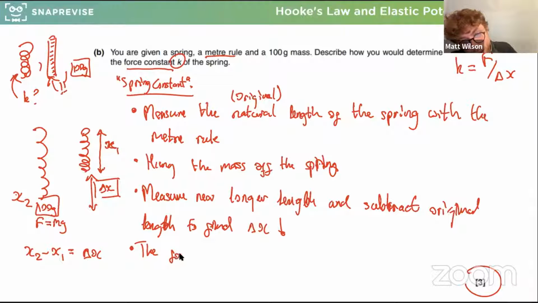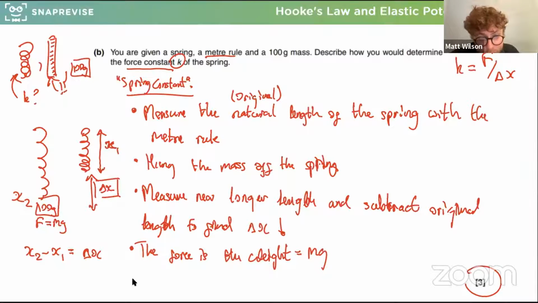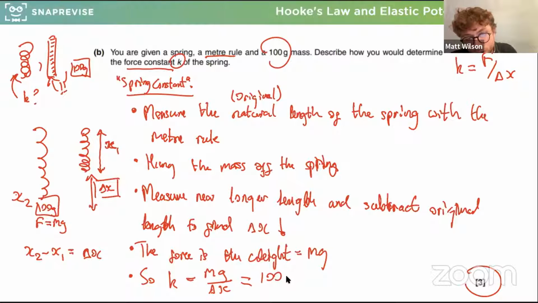The force is the weight, which equals mg. And we actually know m is 100, but we'll come back to that. So k equals mg over delta x. And the final thing we should do is they actually told us this, so we should put this in. And we know g, so it's going to be 100 times 10 to the minus 3, because the standard units of mass are kilograms, times g, which is 9.81, and then divided by the extension, which we don't know yet. Okay, good. So that's how we're going to do that.